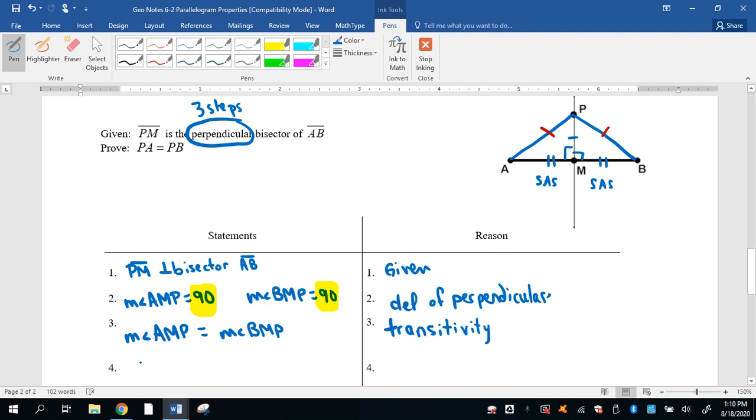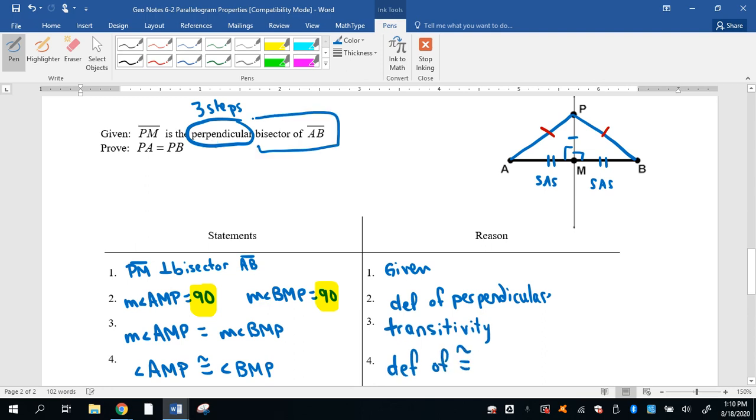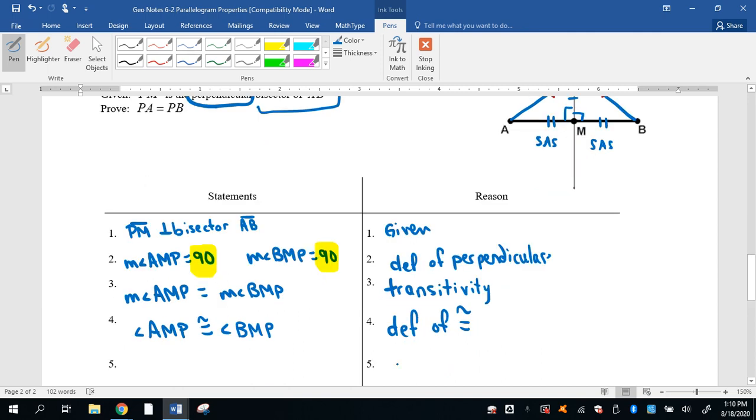And then we'll use the definition of congruence. Angle AMP is congruent to angle BMP by definition of congruence. Okay, so we are done with the perpendicular. Now let's go with definition of segment bisector. So are we bisecting a segment or an angle? We're bisecting a segment. So in our statement, we're going to be talking about segments. So segment AM is congruent to segment BM.